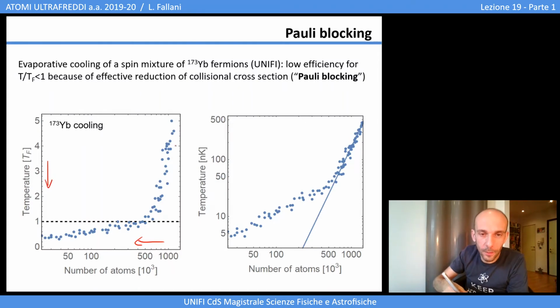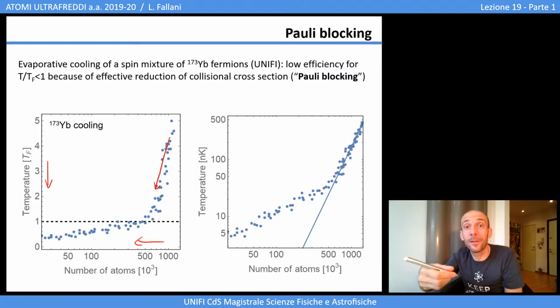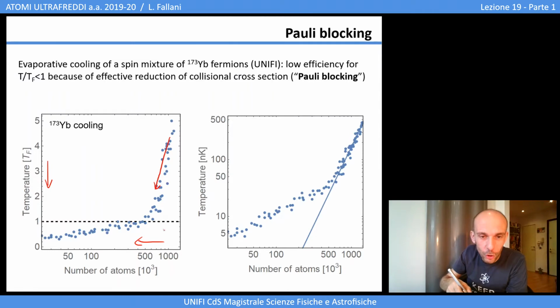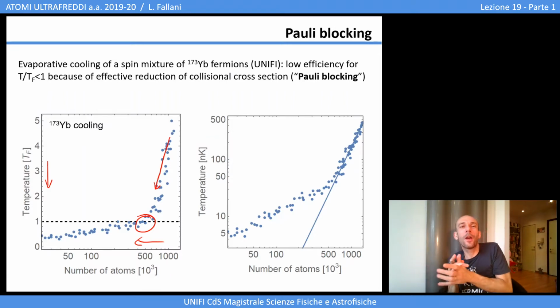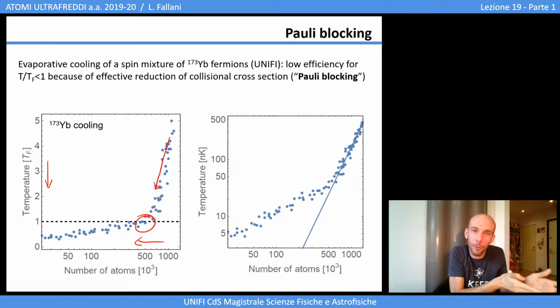So during the evaporation cooling, you have a reduction of the number of particles, and so a lowering of the temperature, but you have here a knee in this curve that happens when the temperature is on the order of the Fermi temperature. So when you have the onset of Fermi degeneracy, you have a decreased efficiency of the cooling.